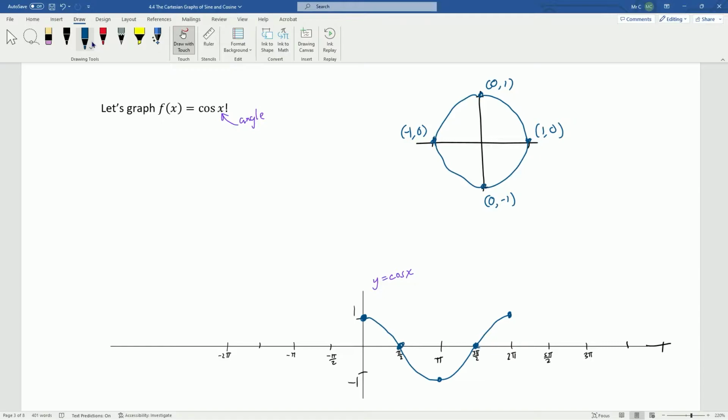Cosine also has period 2 pi, so I can just repeat this exact pattern for another 2 pi. And cosine is an even function, meaning cosine of negative theta equals cosine of theta. And that means I just get a mirror image over the y-axis. So I can just draw that out that way. And again, these functions are defined for all real numbers and they're periodic, so I could keep drawing this out in either direction for as long as I wanted.